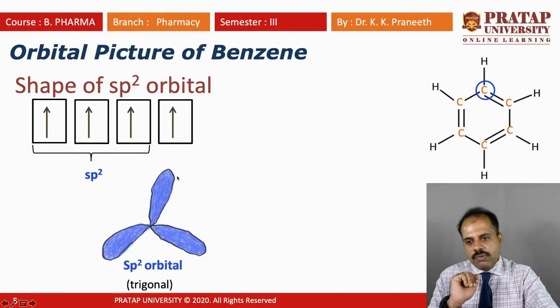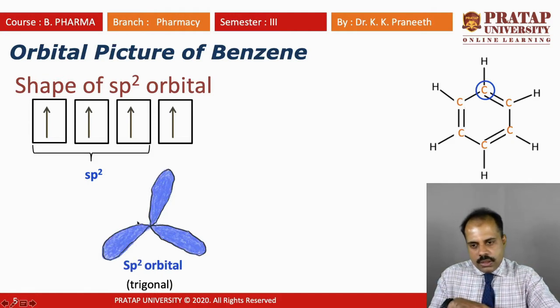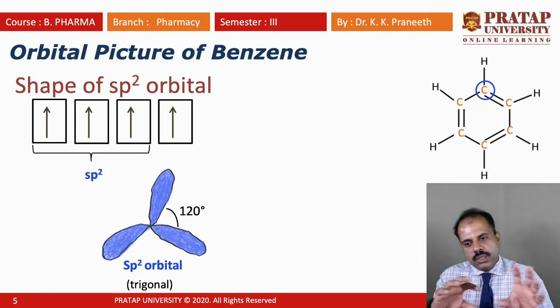This is the shape of the sp2 orbital, which is a trigonal shape. The angle between these 3 lobes is 120 degrees.